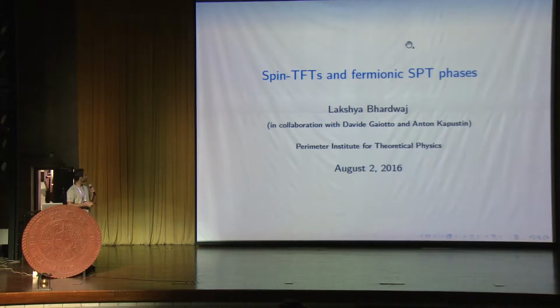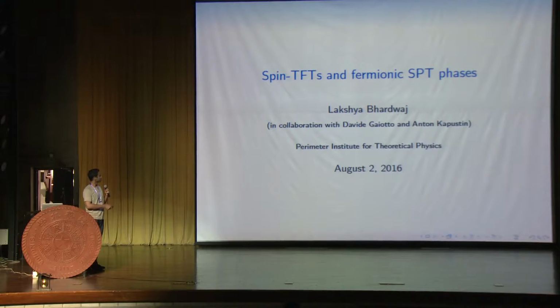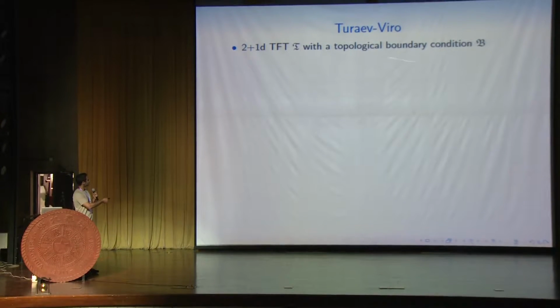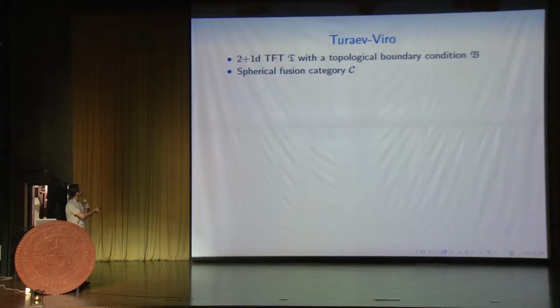So my aim in the next 5 minutes is to define a general fermionic SPT phase. This is part of joint work with Gaetan and Kapustin. Consider a 2+1 dimensional TFT with a topological boundary condition. To this system we can attach the data of a spherical fusion category.